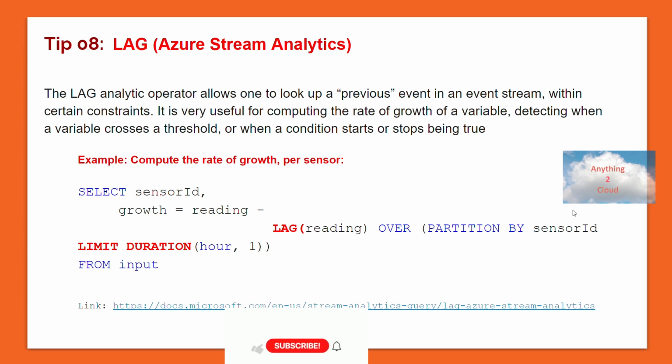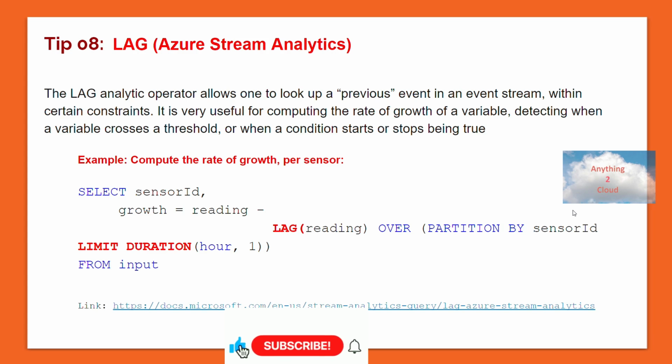The next tip is on LAG in Azure Stream Analytics. The LAG analytic operator allows one to look up a previous event in an event stream within a certain constraint. It is very useful for computing the rate of growth of a variable, detecting when a variable crosses a threshold, or when a condition starts or stops being true.